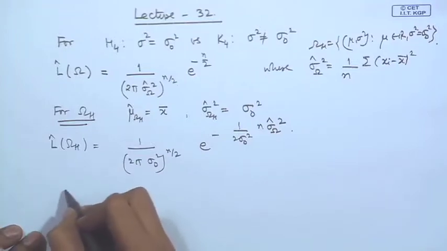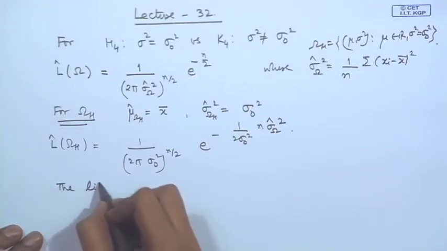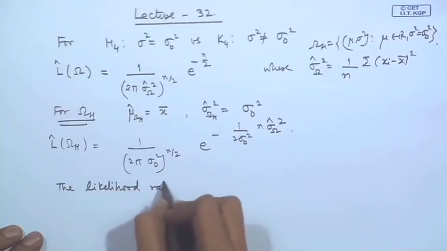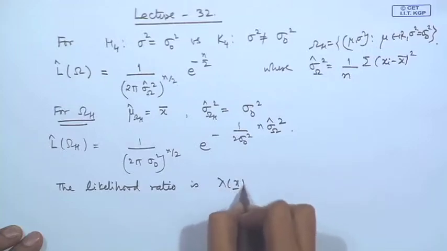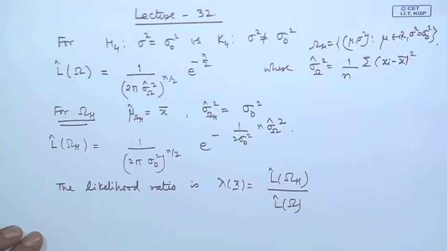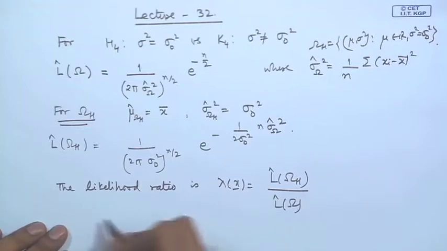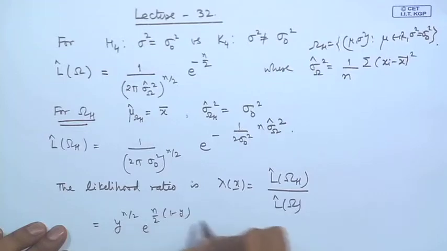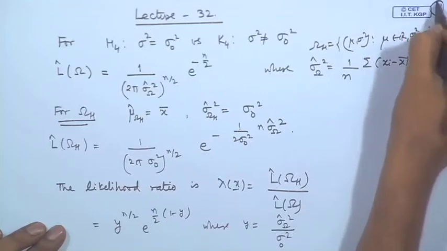So, if I take the ratio, the likelihood ratio is lambda x, that is equal to L hat omega H by L hat omega. I can write it as y to the power n by 2 e to the power n by 2 into (1 minus y), where y is equal to sigma omega hat square by sigma naught square. We have seen the behavior of this function, this is equal to say g y.